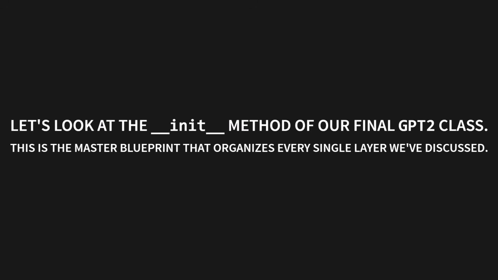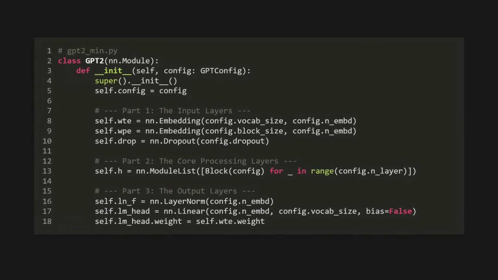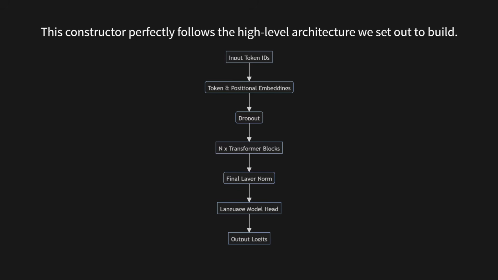Let's look at the init method of our final GPT-2 class. This is the master blueprint, the one that organizes every single layer we've discussed. Here it is, class GPT-2, which inherits from nn.Module. Inside the dunder init method, we take in our config object. We see 3 distinct parts. This constructor perfectly follows the high-level architecture we set out to build.